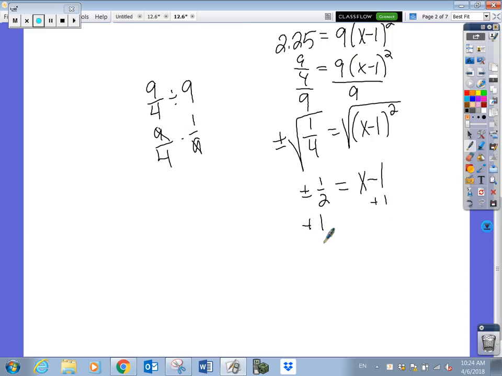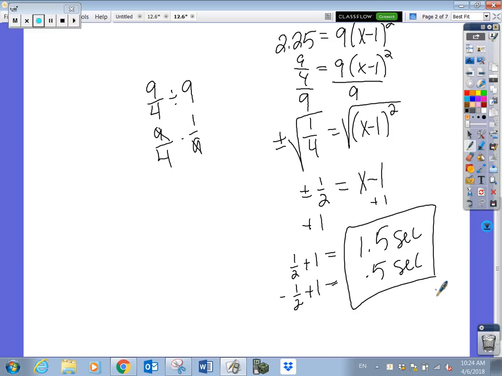Add 1, we end up with 1/2 plus 1, which equals 1.5 seconds. We have negative 1/2 plus 1, which is 0.5 seconds. So there are your two answers. So you can be given x and find y, one value, or be given y and find x. Typically, there's two values. Unless one of them had been on the negative side, then we wouldn't have counted that answer.